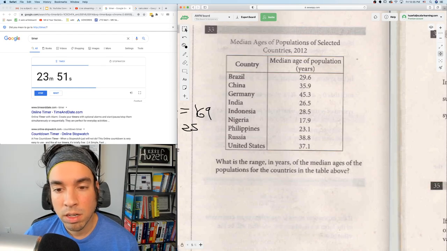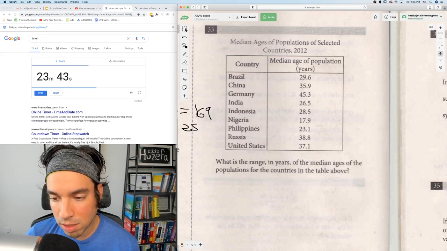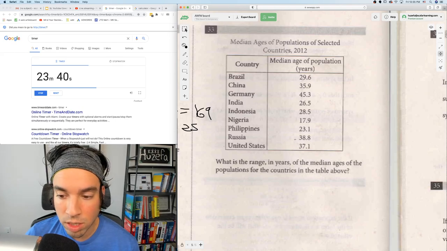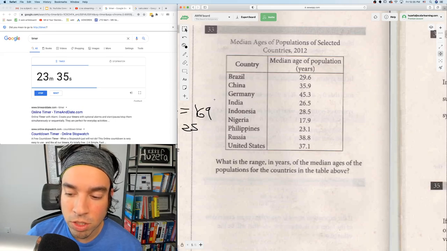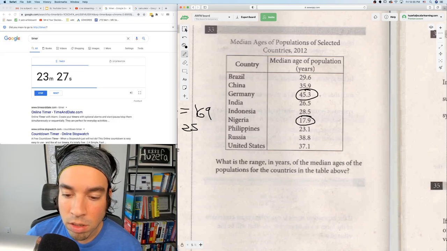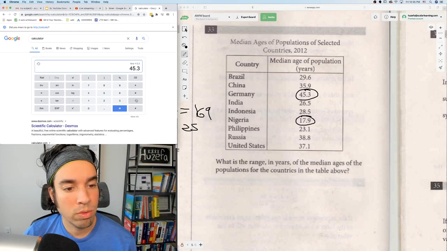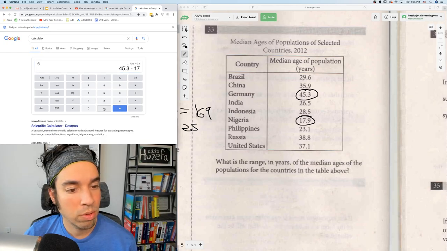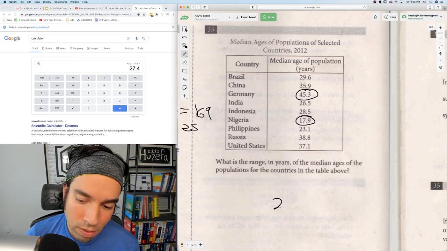33. Country, Brazil, China. Okay, median age of population. So Brazil is a very young country. Germany is a little bit older, 45. India is very young. Nigeria is really young. United States is 37. Okay. What is the range in years of the median ages of the population for the countries in the table above? Find the lowest. Find the highest, which I believe was Germany. Range is highest minus lowest. Didn't say to round, so we're good to go. Let's use the calculator. 45.3 minus 17.9. Before I hit enter, make sure I didn't make any mistakes. 45.3, 17.9. And it is 27.4.